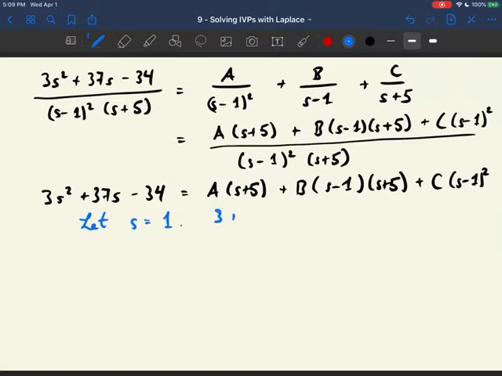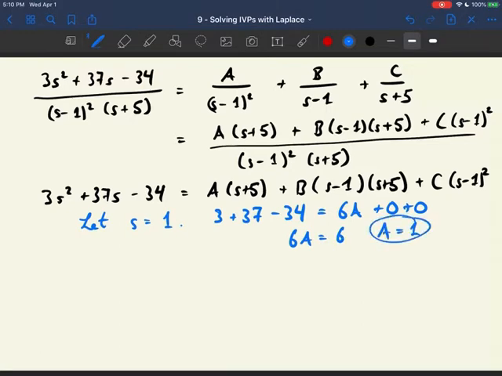s equal 1. If we plug in s equals 1, we get on the left-hand side 3 plus 37 minus 34. And on the right-hand side, we get 6a plus 0 plus 0. So 6a is equal to 6, so a is equal to 1. All right, we've started out well. All right, let's try another one.